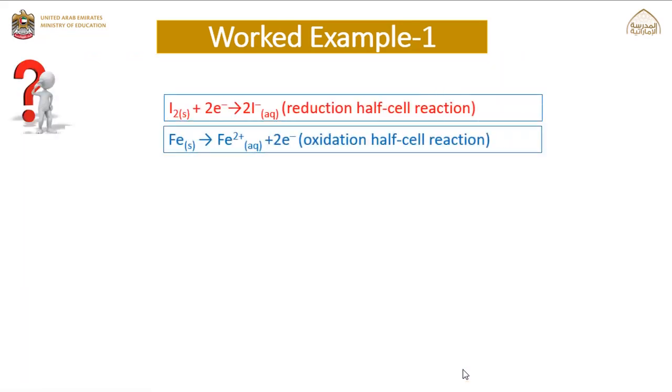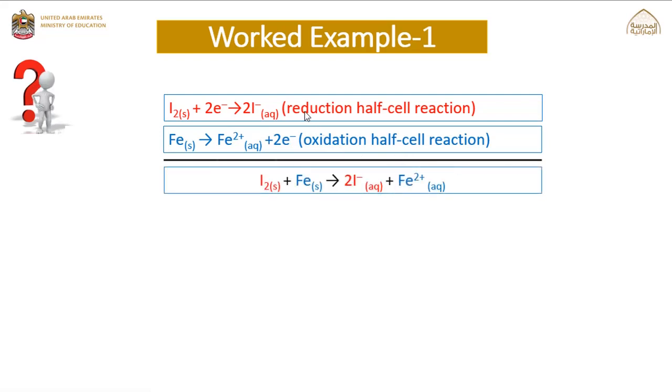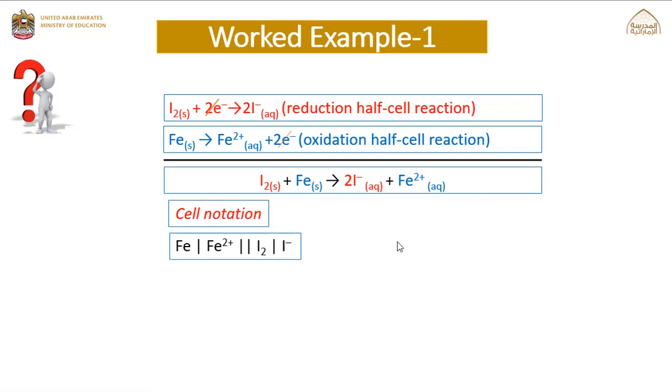Now let's write the equation in the correct way. Reduction half cell reaction takes place for iodine. I2 solid plus 2 electrons gives 2I minus. As well, for iron, the reaction has got reversed. Fe solid gives Fe2 plus 2 electrons because it is the oxidation half cell reaction. Now when you are cancelling the electrons, you will get I2 solid plus Fe solid gives 2I minus aqueous plus Fe2 plus aqueous.